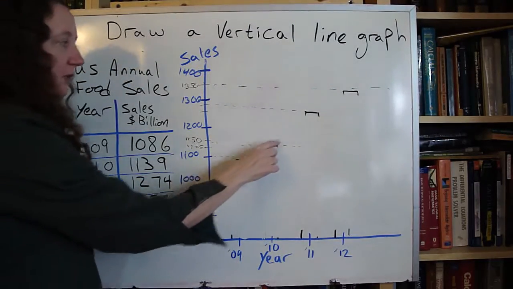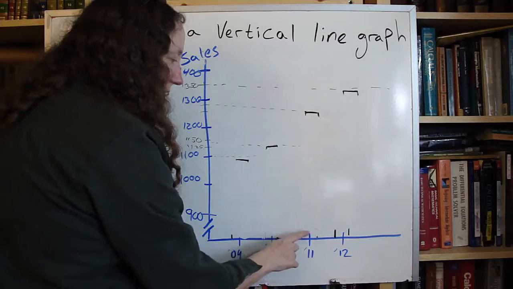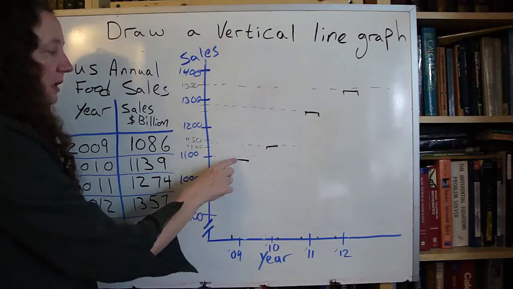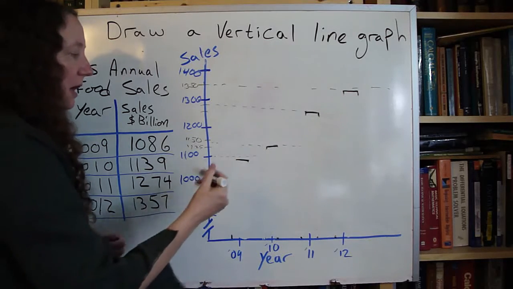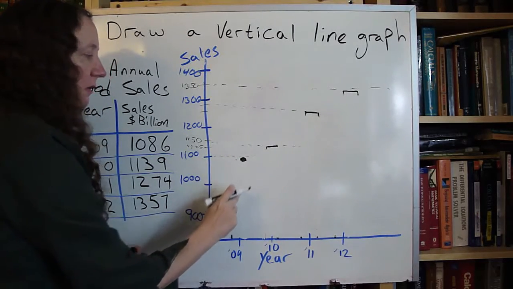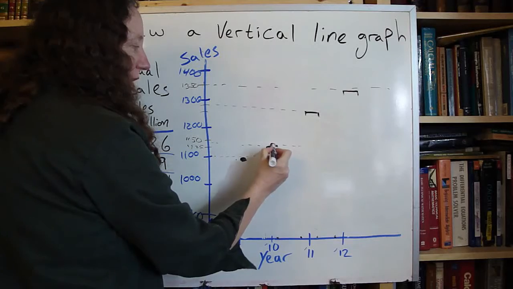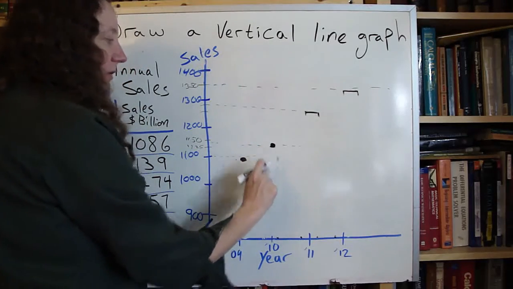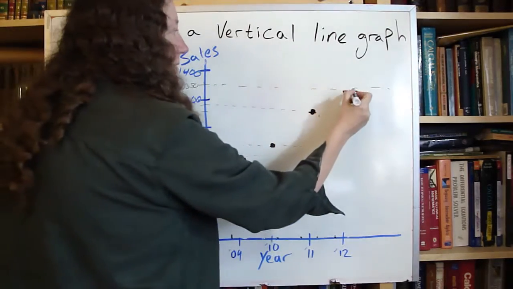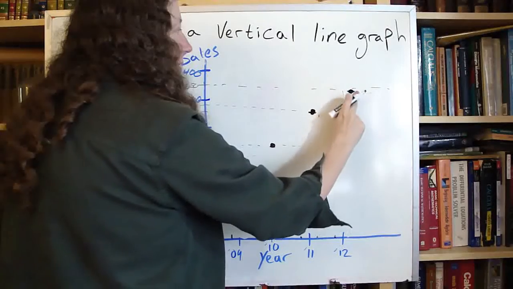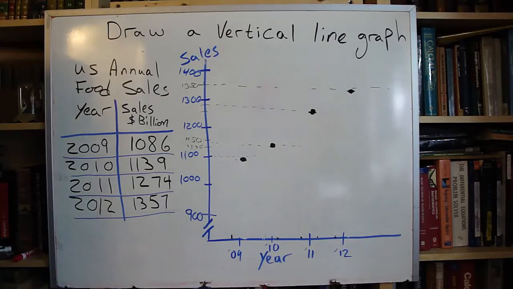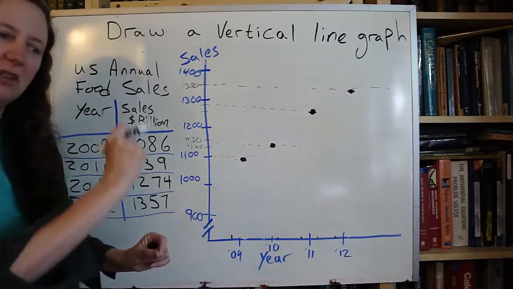So you see I kept the lines there. And I erased all of these other lines down here. They don't matter anymore. Instead of having the line there, I want to have a dot there. I want a dot instead of that line. A dot instead of the line. So I've replaced each of those lines with just a dot.